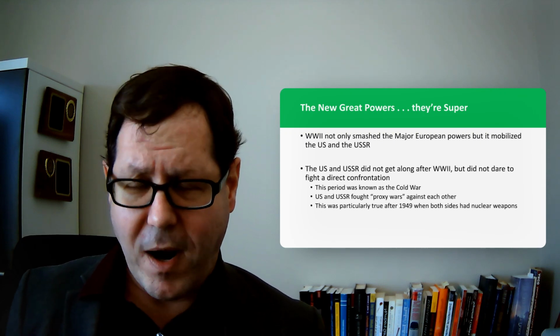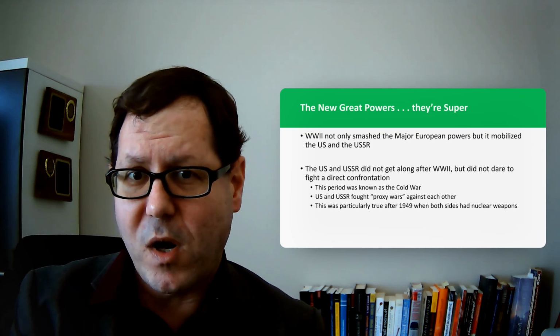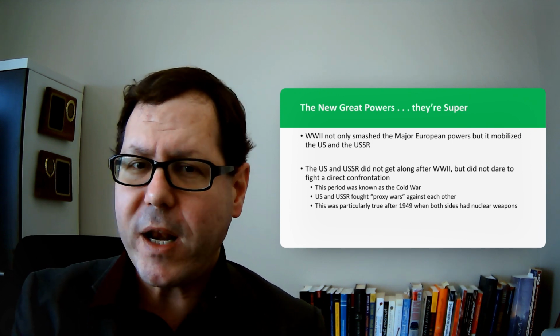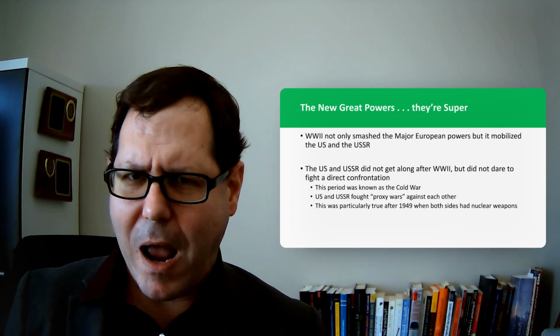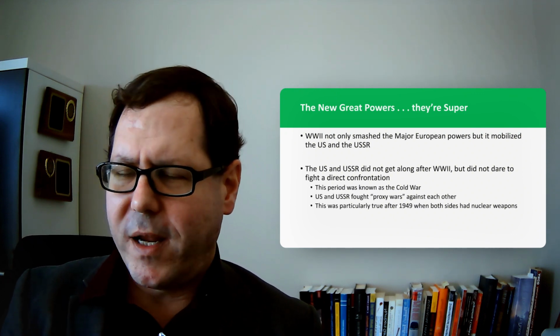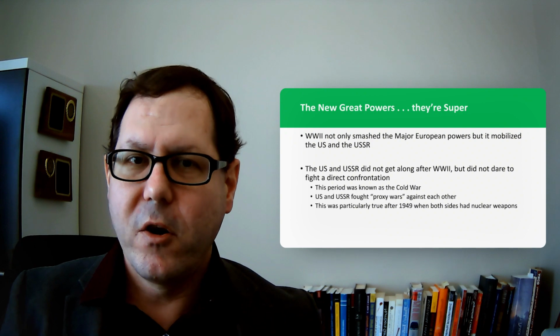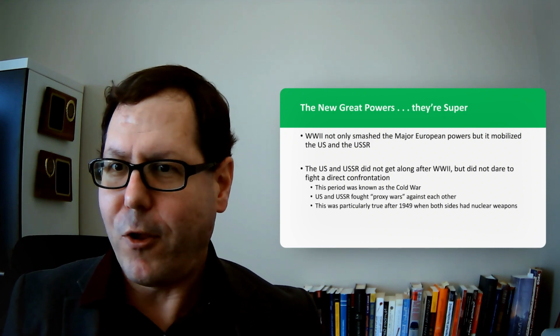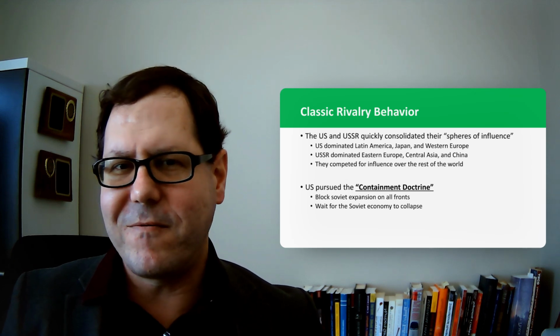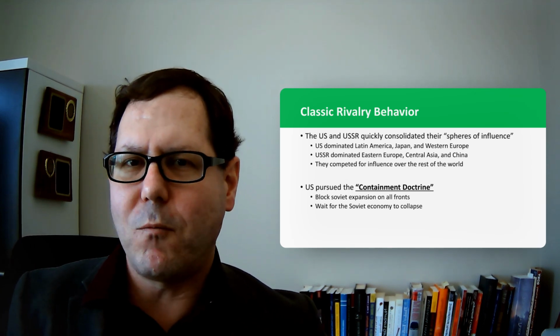So the idea of a direct military confrontation between the two states was very terrifying, and they sought to actively avoid it. But that competition and that rivalry played out through a series of proxy wars between the United States and the Soviet Union during this period that we call the Cold War, right? They're not fighting directly, they're fighting indirectly. And in fact, this is very classic rivalry behavior.